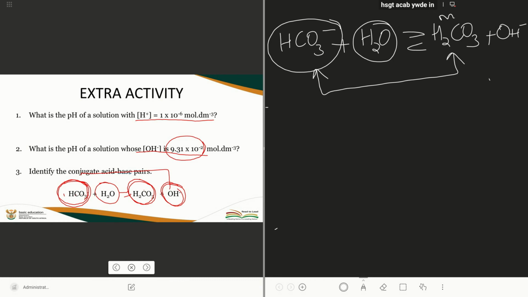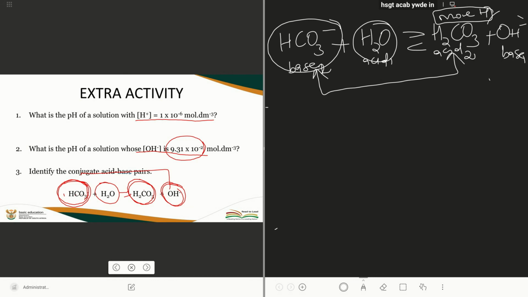This one has more hydrogens as compared to this one. So if one has more hydrogen than the other, it means this one will qualify to be an acid and this one will be a base. It means in this reaction, water here is an acid. And if water is an acid, this one will be a base. Now, let's say this is acid 1. This acid 1 is the conjugate acid of this base 1. And because this is acid 1, this one is going to be base 2 and this is going to be acid 2.